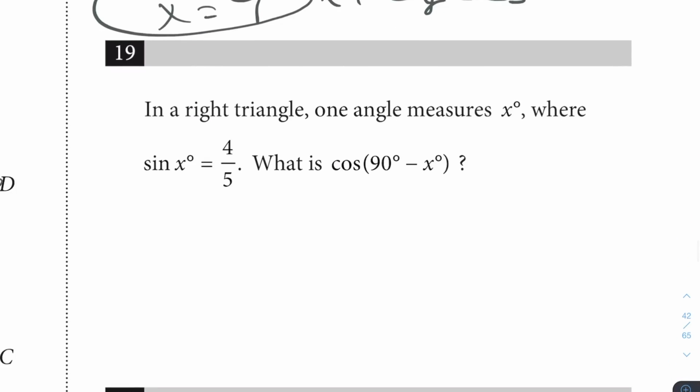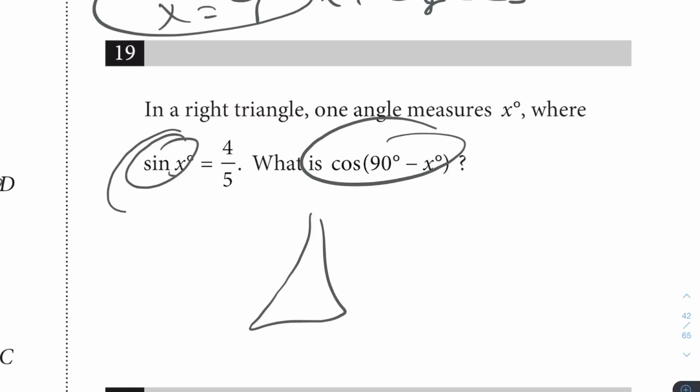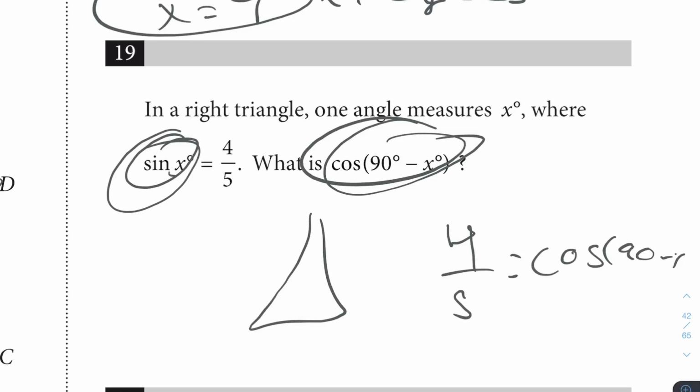On question number 19, it says in a right triangle, one angle measures x, where sine of x equals 4 over 5. What is cos of 90 minus x? So there's a common rule for this kind of question that sine of x is always going to be equal to cos of 90 minus x. They want you to waste time and draw a triangle, but if you know the rule, you know that it's just going to equal 4 over 5. That's going to be your answer, 4 over 5.